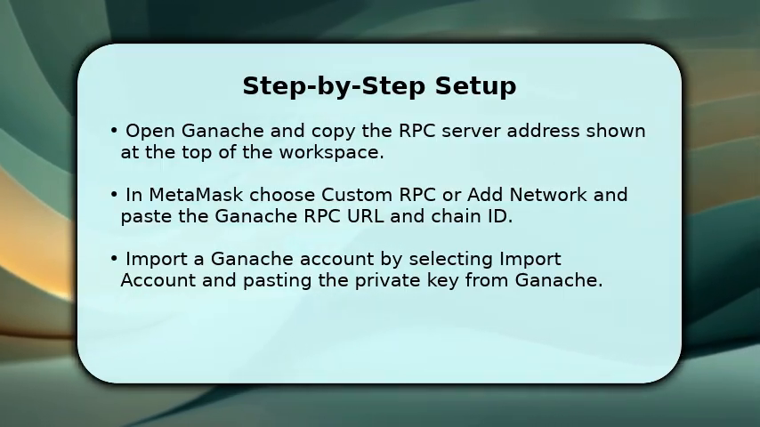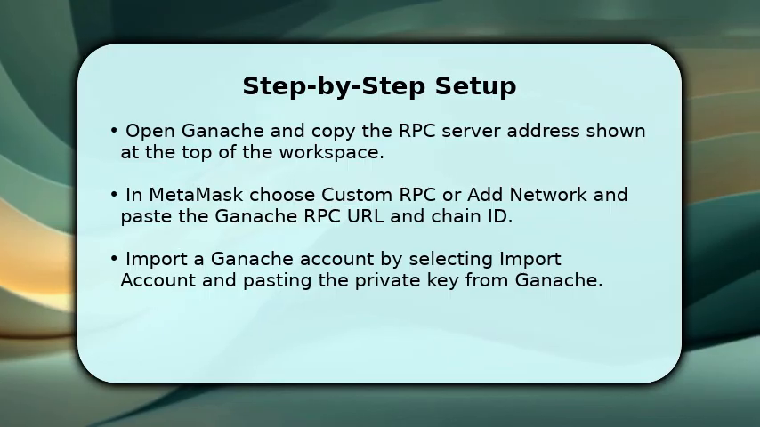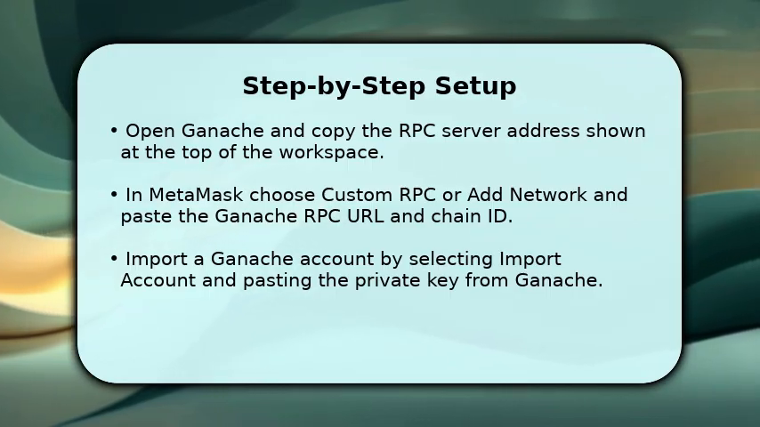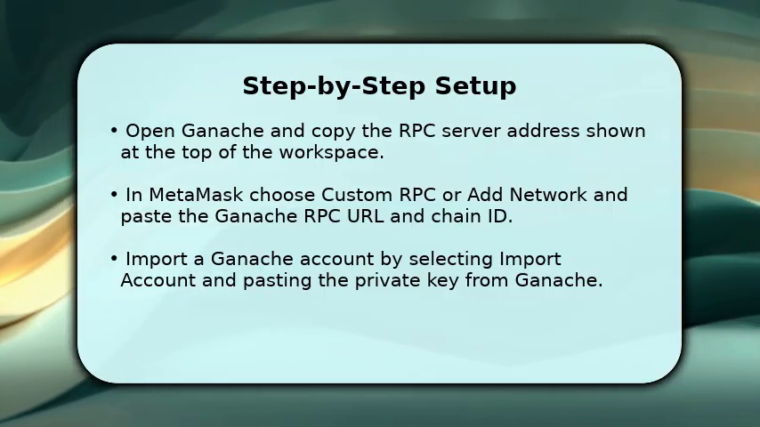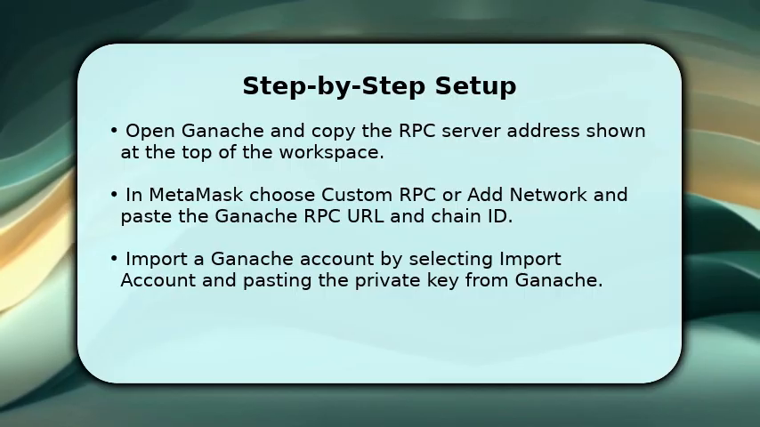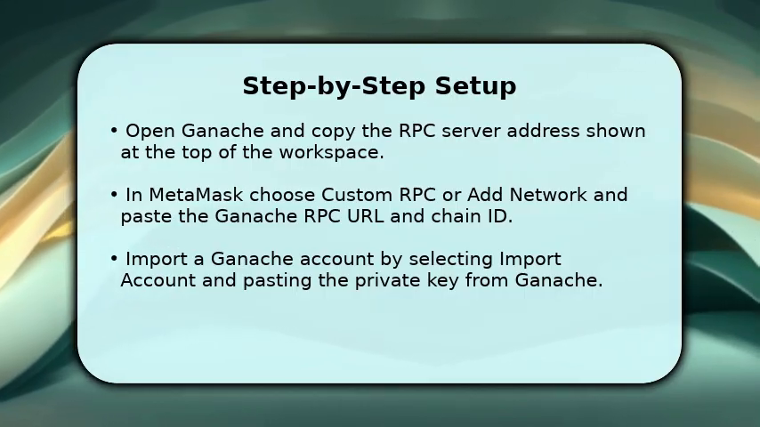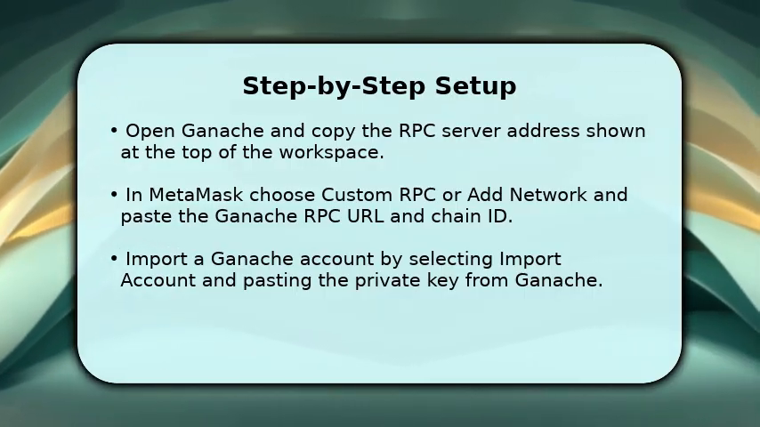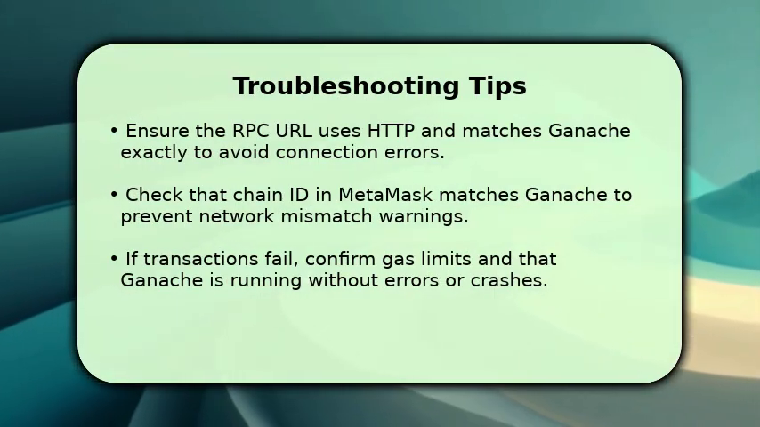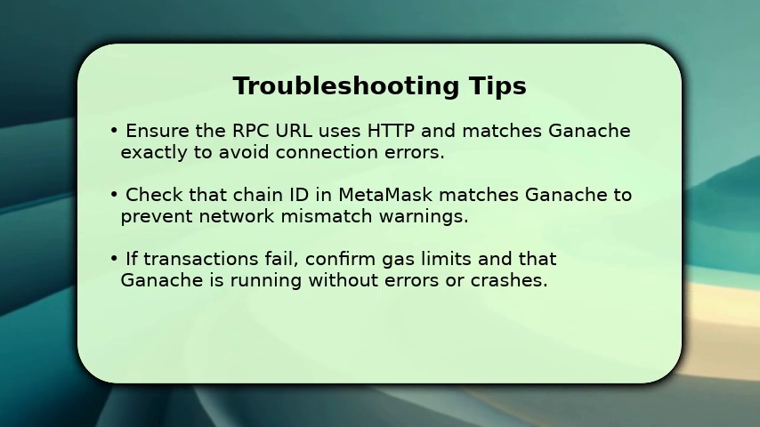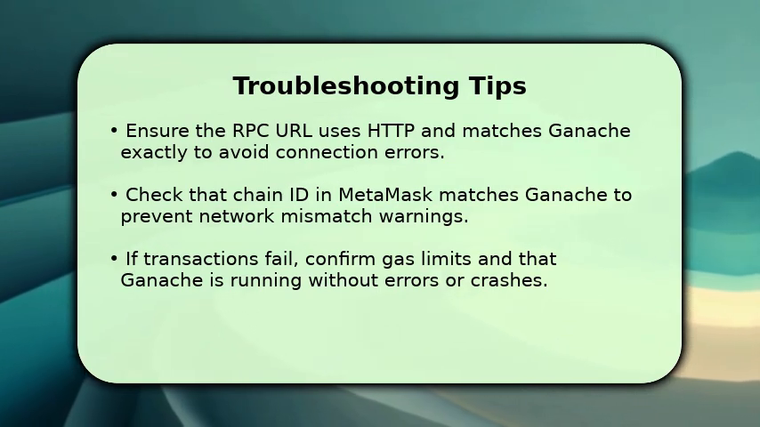After adding the network, select it and import one of Ganache's private keys into Metamask so you can see the test balance. Finally, verify the account shows test ETH and try sending a simple transaction to confirm everything works smoothly and reliably. If Metamask cannot connect, double-check the RPC URL, port, and chain ID for typos or mismatches.